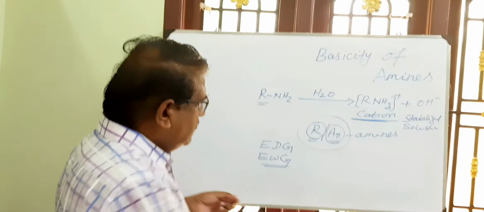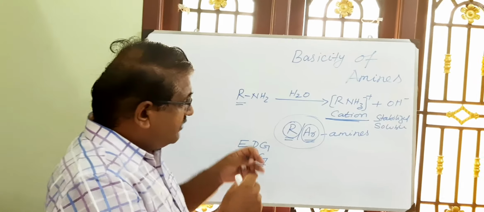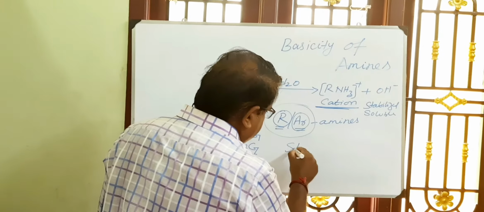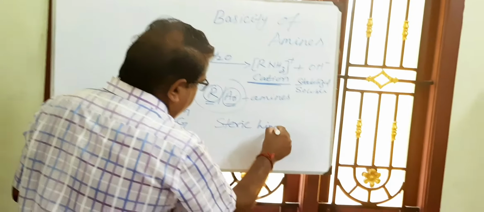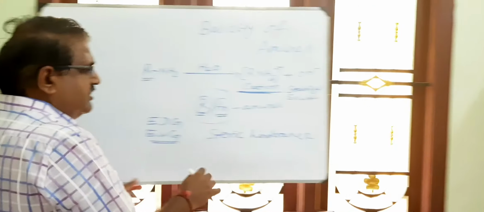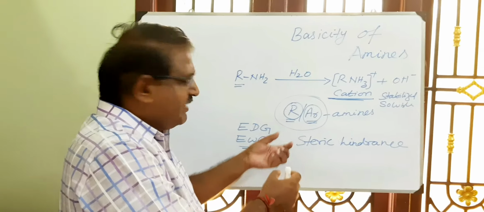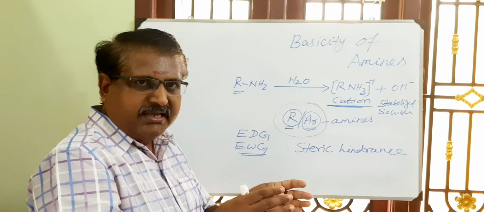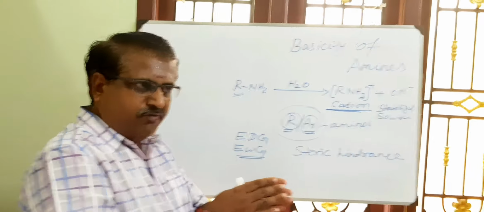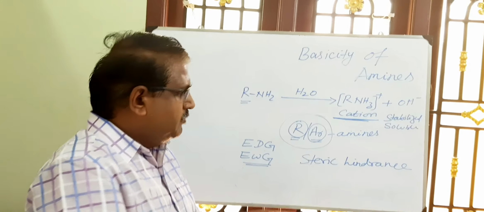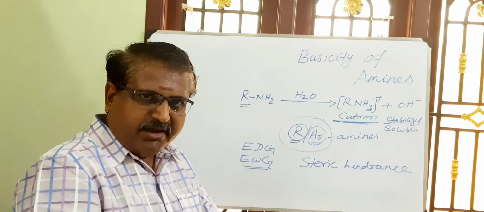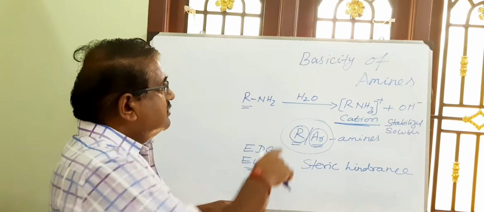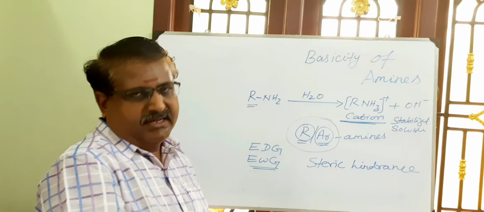In addition to that, if the groups are so bulky, it may prevent the hydrogen bond formations. That effect can be called steric hindrance. Steric hindrance is because of the size of the groups in the amines. If the groups are so bulky, it will not allow the molecules to form hydrogen bonds with the water molecules. So because of these reasons, the solubility will be affected. In other words, solubility will be decreased. Because of the decrease in solubility, the basicity strength of the amines also will be decreased.